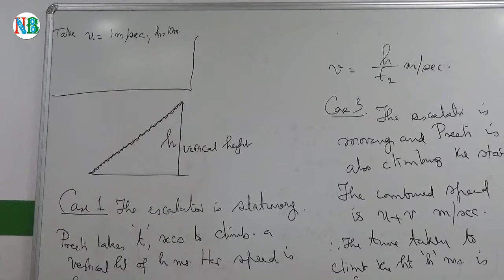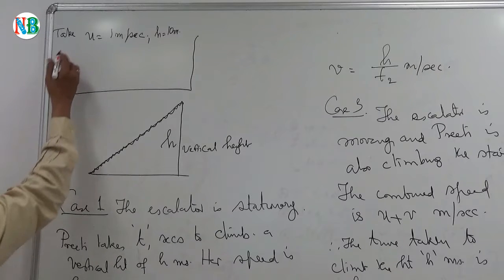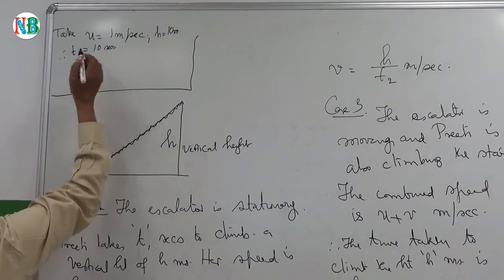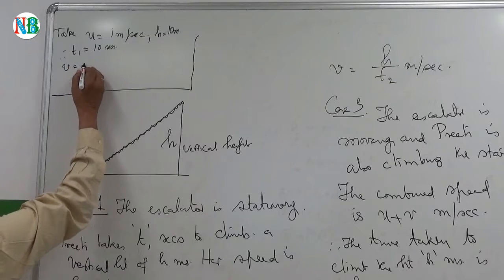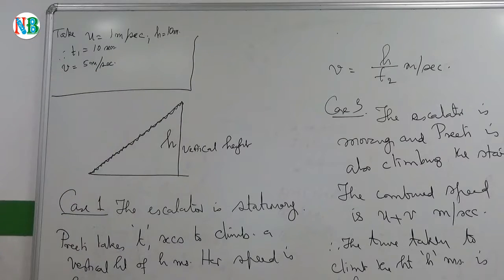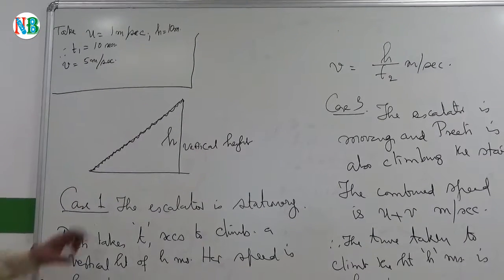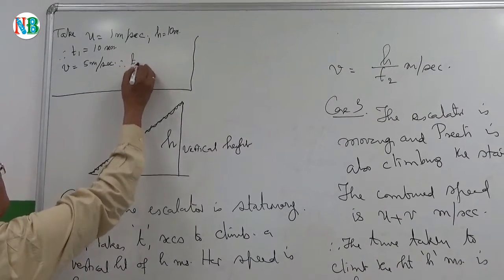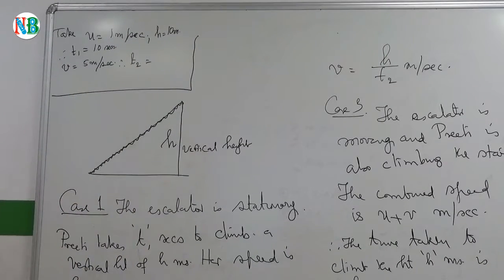Right. So she goes 1 meter per second. So to climb 10 meters, how long will it take? 1 meter per second, so 10 meters, 10 seconds. Right. So T1 is 10 seconds. Now take V to be 5 meters per second. The escalator goes much faster. But the height h is the same. And therefore T2 equals, so 5 meters per second will climb 10 meters in 2 seconds.